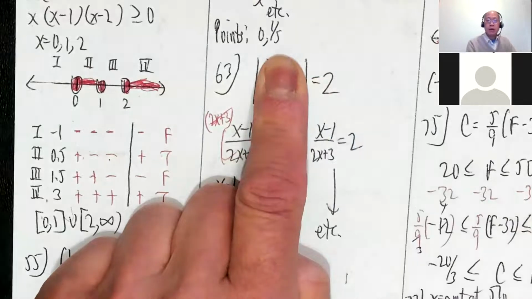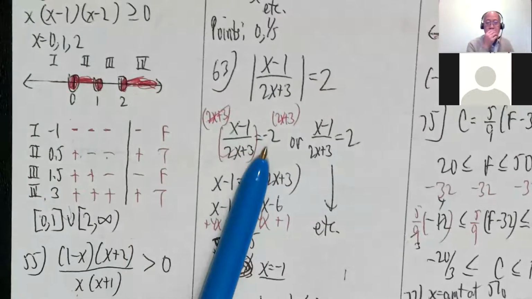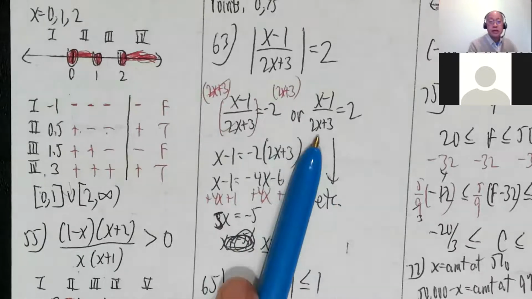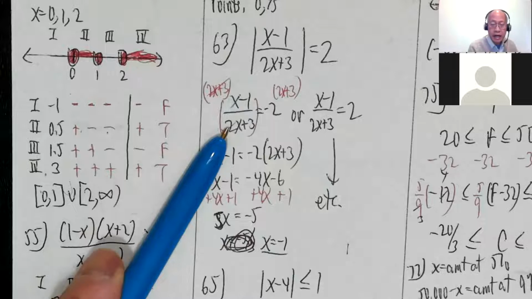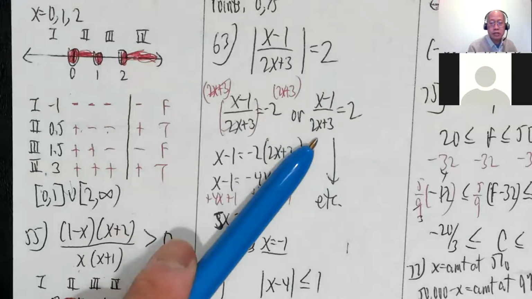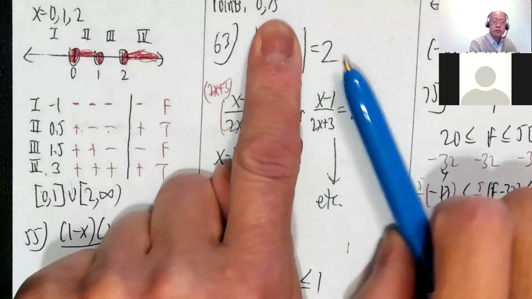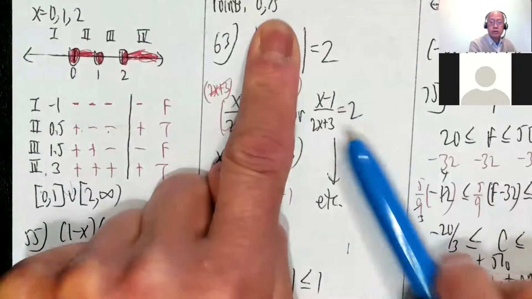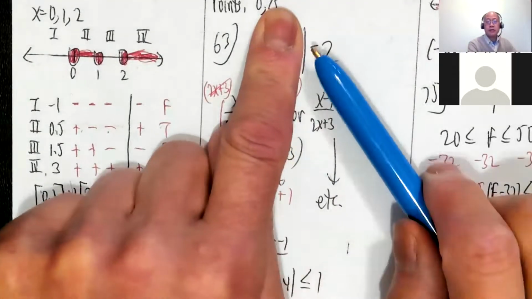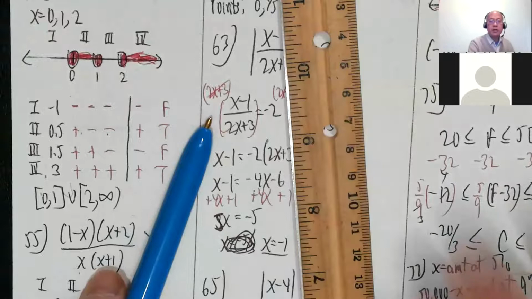See, that tells me how to set it up, right? So now all this junk, I set it equal to -2, or the same stuff equals 2. And I work out both of those. So now x minus 1 over 2x plus 3 equals -2, or x minus 1 over 2x plus 3 equals 2. If I get something like this, equals 2, then I set it equal to -2 or 2. If I have absolute value of blah, blah, blah equals 7, then I set all of this equal to -7 or +7. Okay, and this should be straightforward.